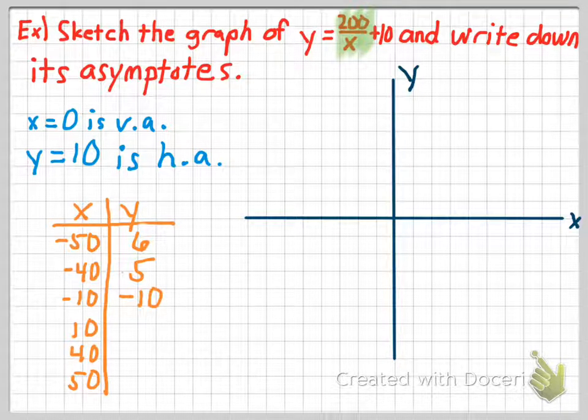Okay, and then it turns out you get the opposite. Oh no, you won't get the opposites of those values. 200 divided by 10 is 20. 20 plus 10 is 30. 200 divided by 40 is 5, plus 10 is 15. And then 200 divided by 50 is 4. 4 plus 10 is 14. Wow, you would think division would be a little bit easier, wouldn't you? Those are the points that we want to graph.